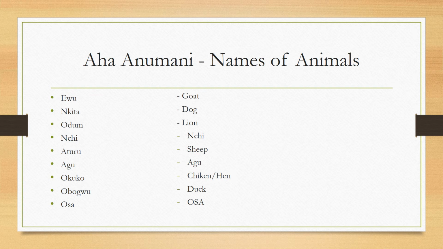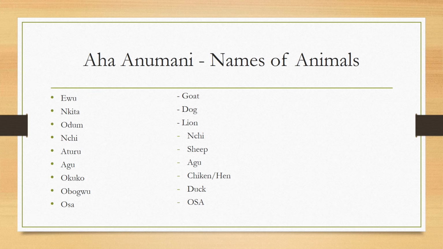Now, let's talk about the names of animals. Afa, animane. Some people refer to it as aha, anumane. It depends on the dialect that you are using. Afa, anumane is more of Onitsha dialect, but aha, anumano is from the Central Igbo dialect.